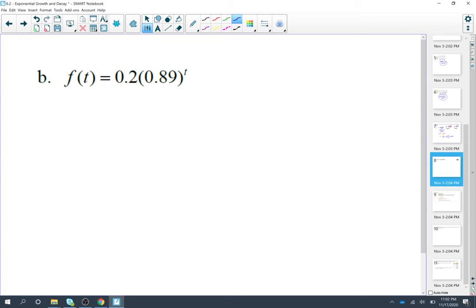Letter B. Once again, I'm focused right in here. I notice that it's 0.89. 0.89, decay. It's less than 1. Now, decay is a little bit harder to identify than growth because growth, you just add 1. Decay, we've subtracted from 1. So this one I usually always use my formula for, and I say, well, 1 minus r is 0.89.